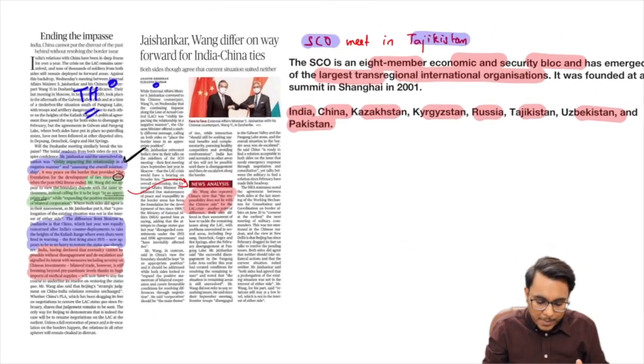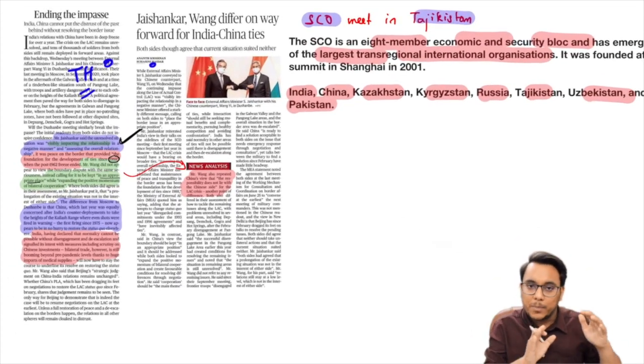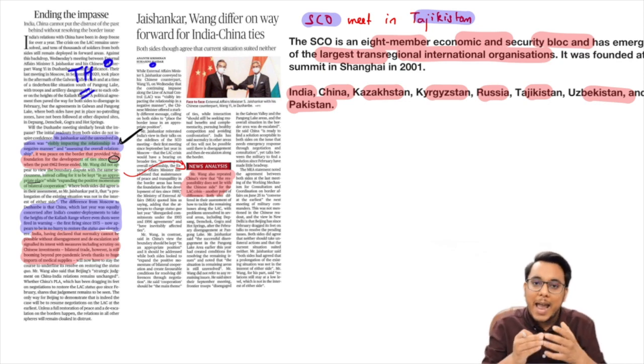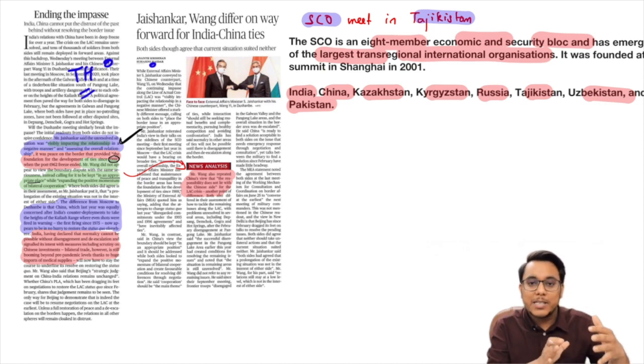Now guys, what has happened? Last year, in October 2020, India and China also met in Moscow, Russia. At that point of time, China's attitude was very different from what it is depicting now. At that time, China was also very eager that the impasse going on at the LAC needs to be resolved. But now such a thing is not there.